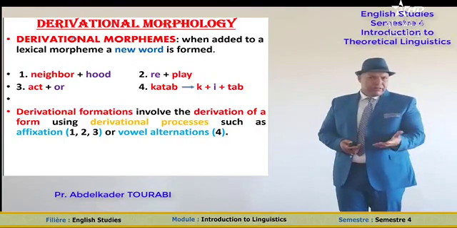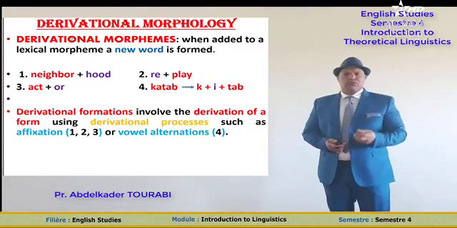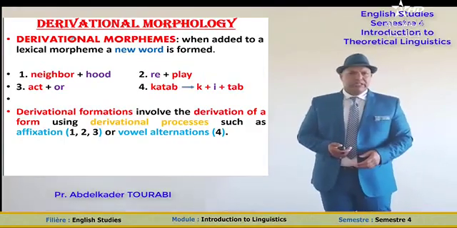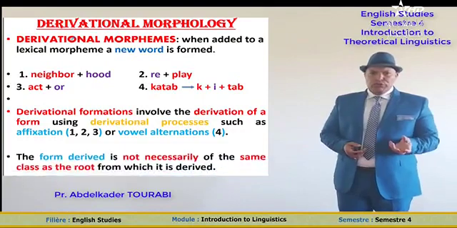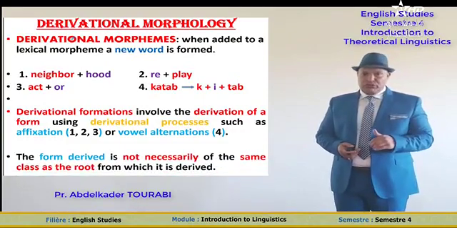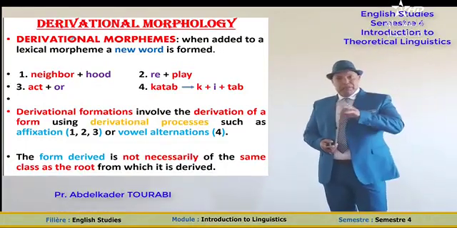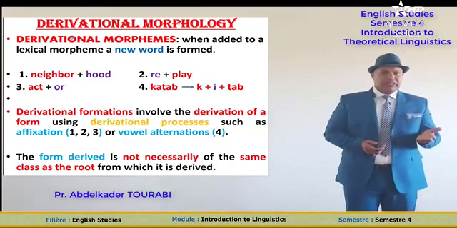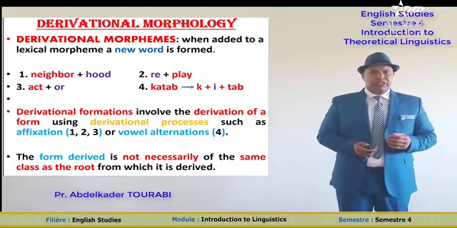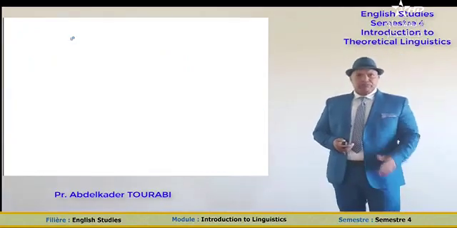So we can derive more words from one word. The form derived is not necessarily of the same class as the root from which it is derived, but sometimes we keep the same grammatical category. Sometimes it changes the grammatical category, and this is what we're going to see next.